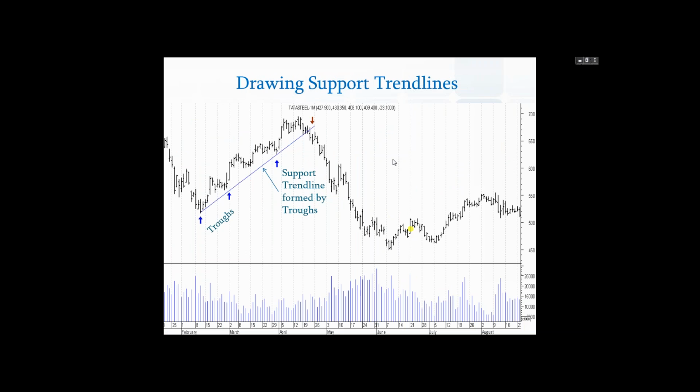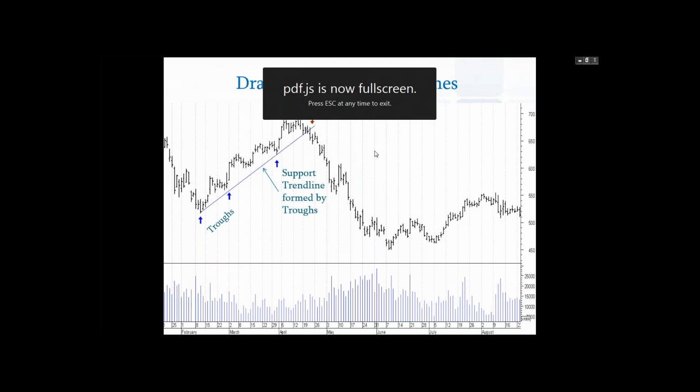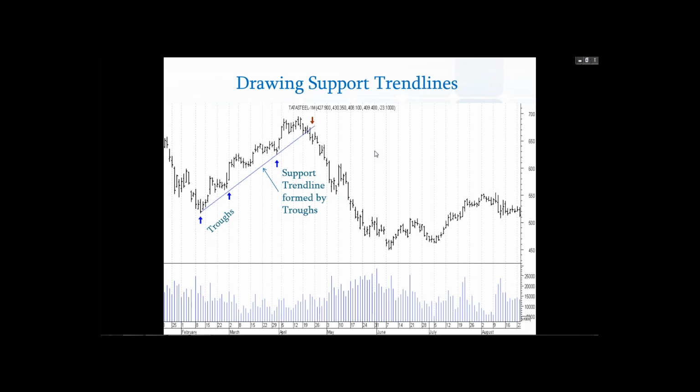Now this is the support line. So as you can see, the support trend line joins the troughs, which are the bottom of a candlestick or a bottom of a bar chart, and shows the support line.